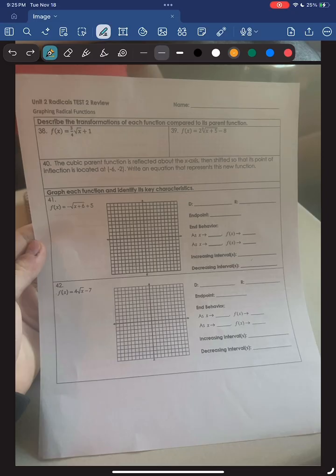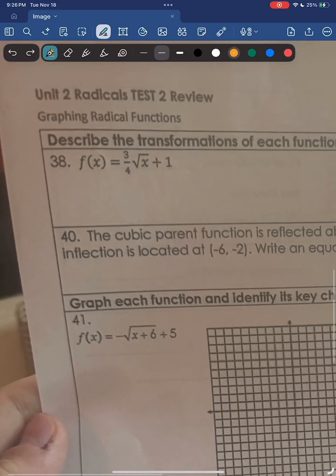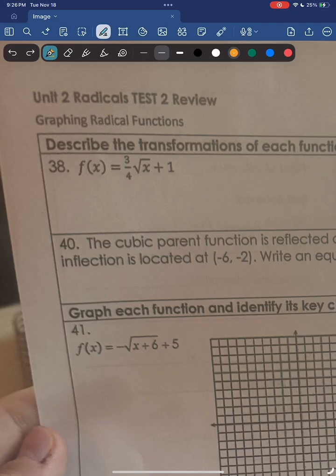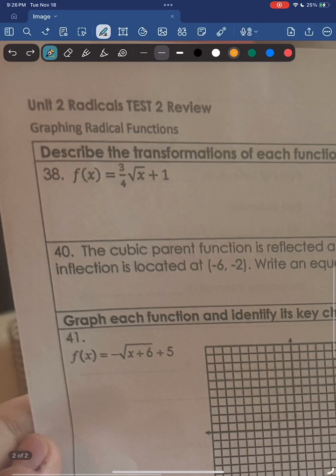Alrighty, Beast. Number 38. Describe the transformations of each function compared to its parent function. So we're given the function f of x is equal to 3/4 square root of x plus 1. So the parent function here.